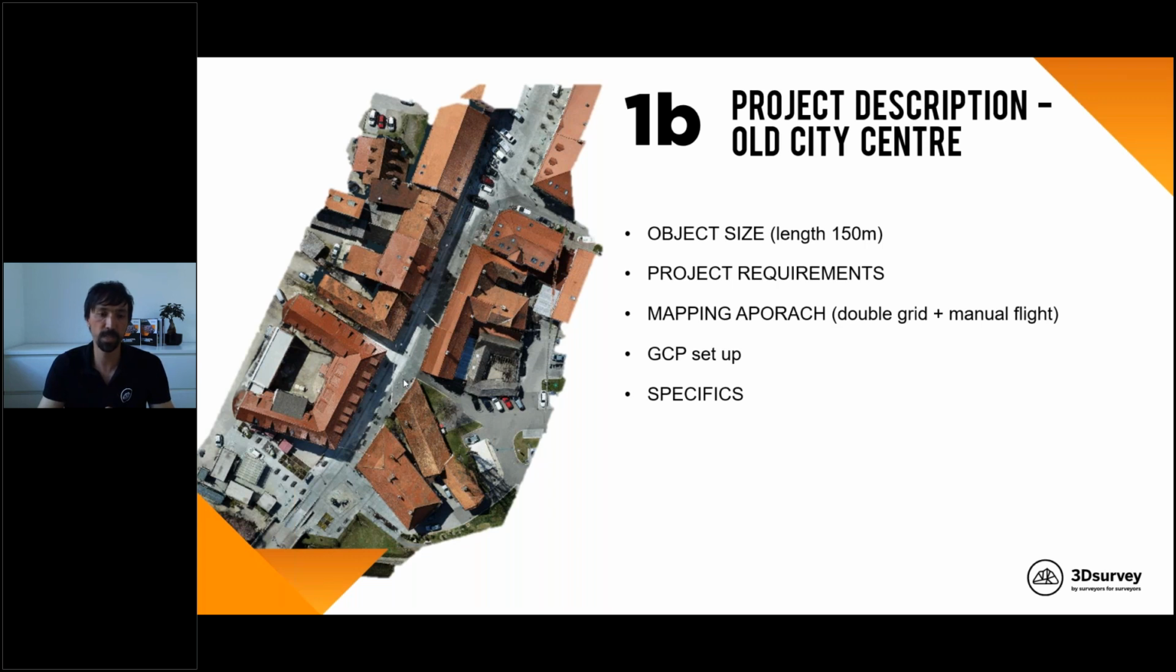What's the specific of this project is that the road is approximately 5 to 7 meters wide. So we also take care of the side images from the facade to get a really perfect facade. Then these are old buildings which also have a lot of details under the roof.